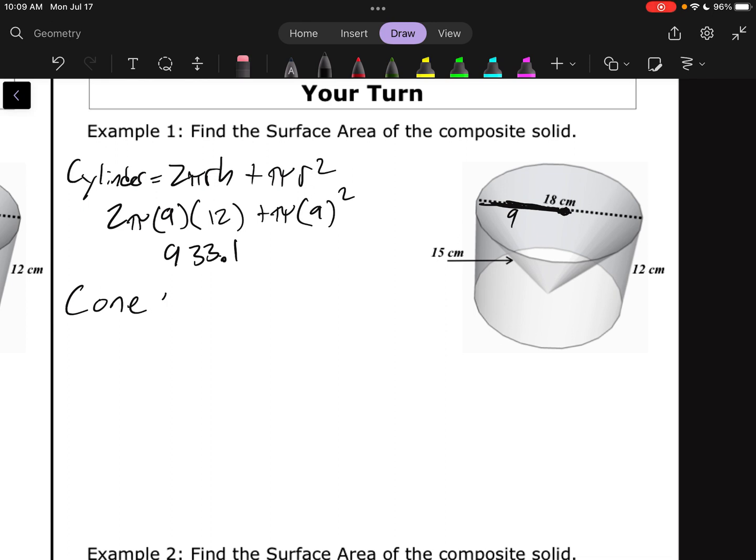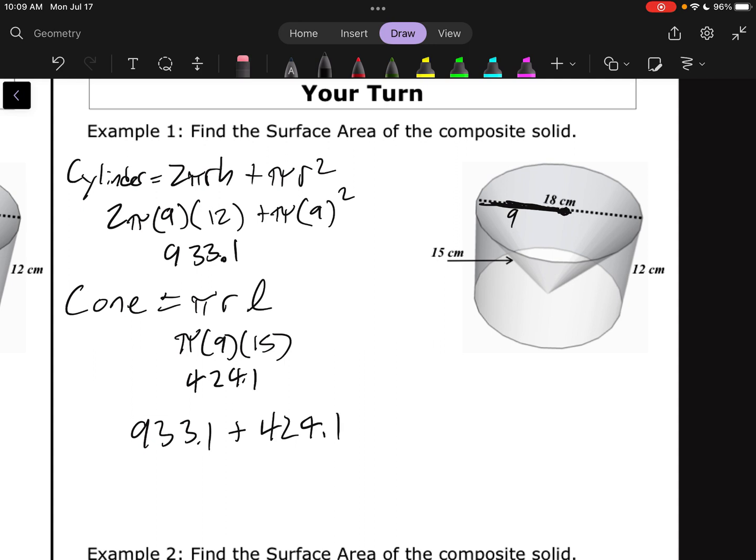And then for the cone, I'm just going to be doing pi r l, not plus pi r squared, because we don't need the circle since that part's not exposed, right? So this should just be pi times 9 times 15. And for that, I'm getting 424.1. So let me take my 933.1 and add it to my 424.1. 933.1 plus 424.1 is giving me 1357.2 centimeters squared.